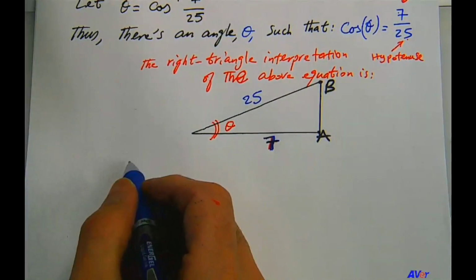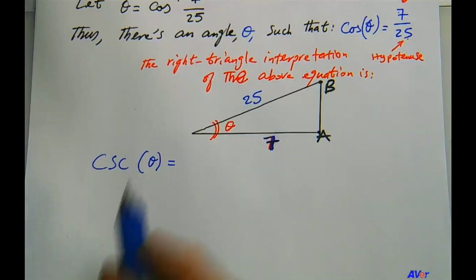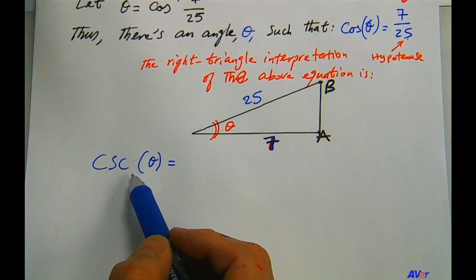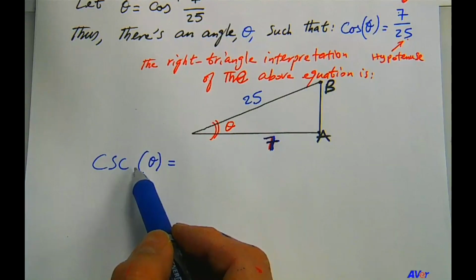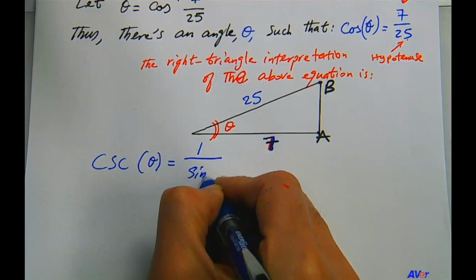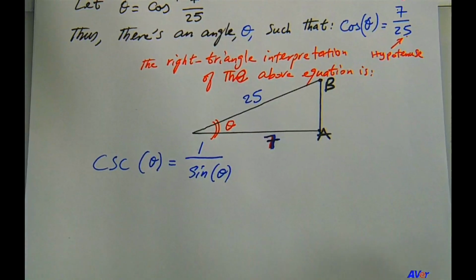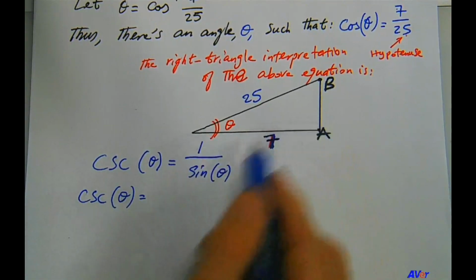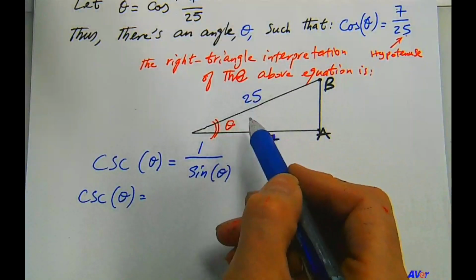Okay, so cosecant of theta is equal to, do you know which other basic trigonometric function this is related to? Do you remember that? Cosecant and sine functions are reciprocals of each other. So cosecant of theta is going to be equal to 1 over sine of theta. So then the cosecant of theta from this right triangle, sine would be the opposite divided by the hypotenuse, right?